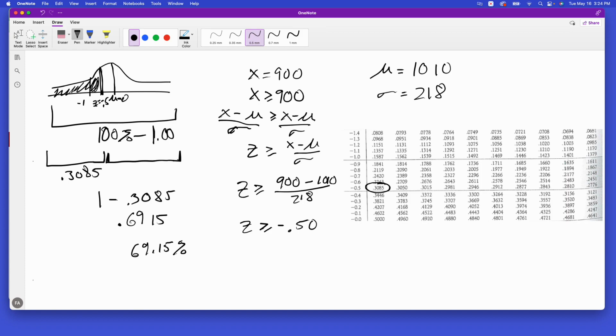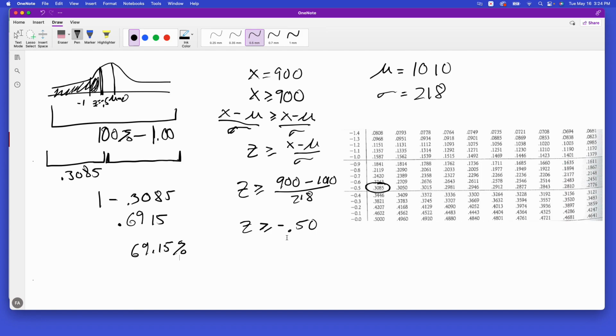And really all we did there, once again, was take that value and convert it into a z-score by subtracting the mean from both sides and dividing by the standard deviation. That gave us the z value of negative 0.5. We looked at our table where negative 0.5 was, and we matched that up. So if it was 0.51, we would have used 0.3050, or across the line there.